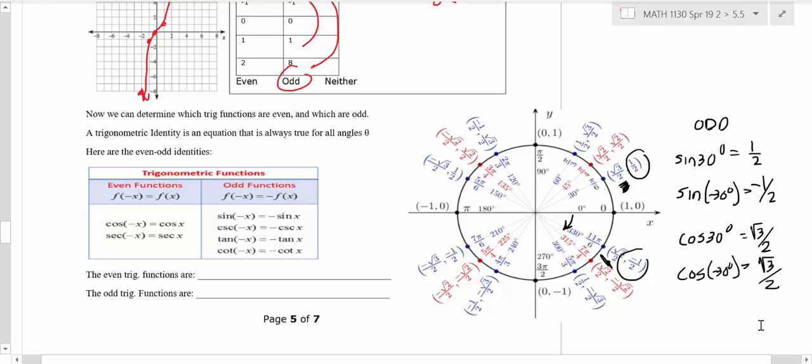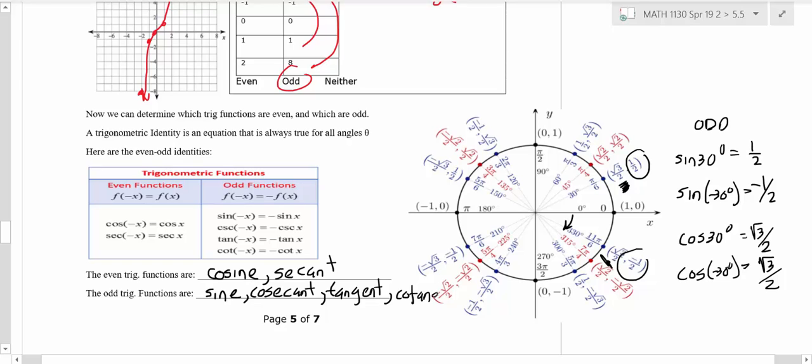You can tell if a trig function's odd or even by looking at the unit circle and just doing an example of a couple of angles. So here's basically what you have. You have the even trig functions. You want to write this down. Just the cosine is even, and so is the secant, because the secant's the reciprocal of the cosine, so it works exactly the same way. The odd trig functions are the rest. So you would have the sine, the cosecant, and then the tangent and the cotangent, since they're reciprocals.